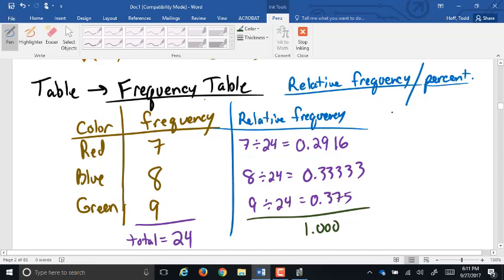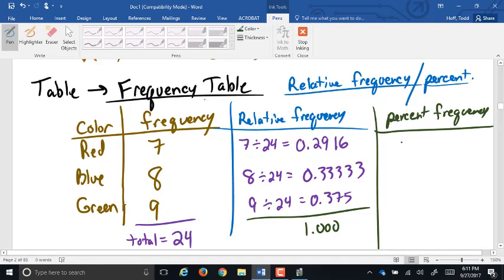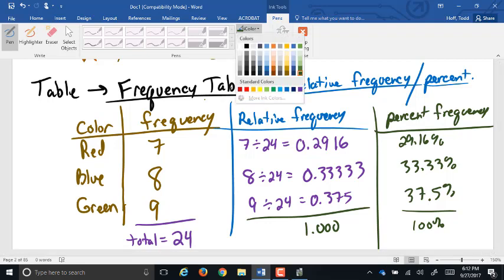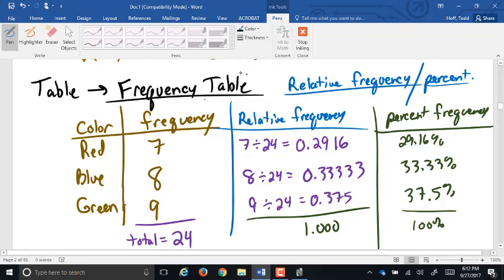Now, percent frequency, using what we learned about percents, we're just moving the decimal point. 29.16, 33.33, 37.5. We've got it all figured out, right? Of course, the percents should add up to close to 100%, either 99.99 or 100.01 or whatever. So that's organizing categorical data in a table.